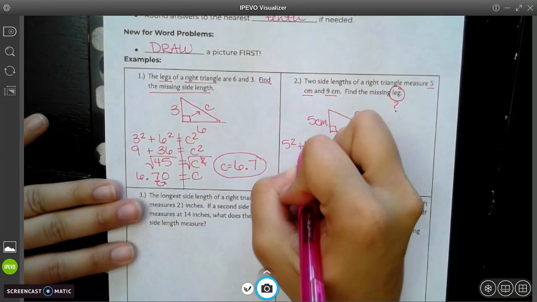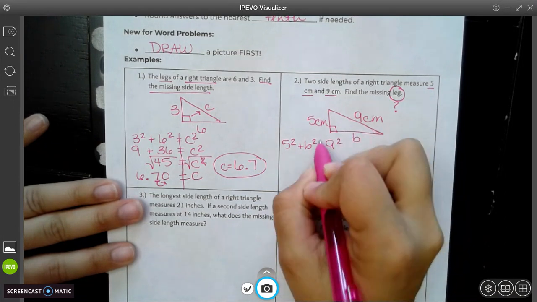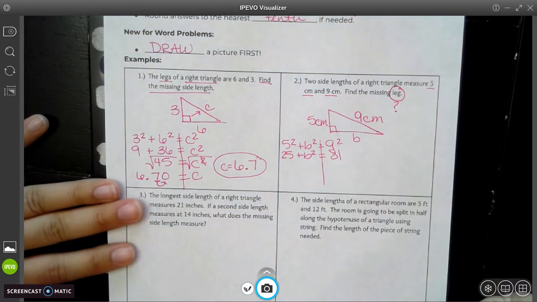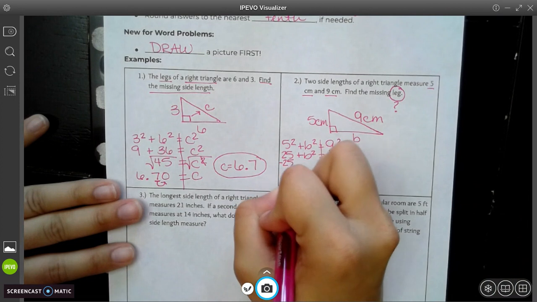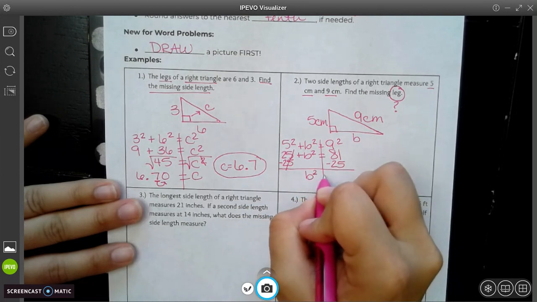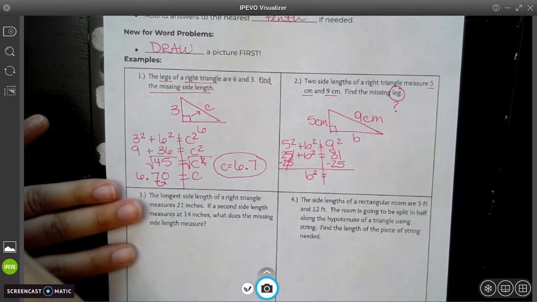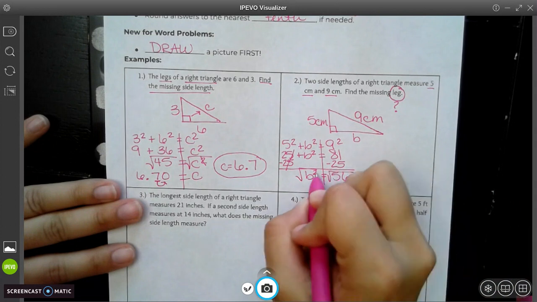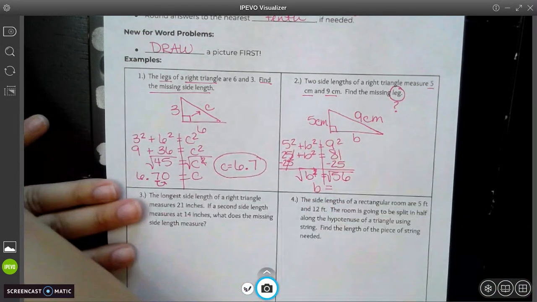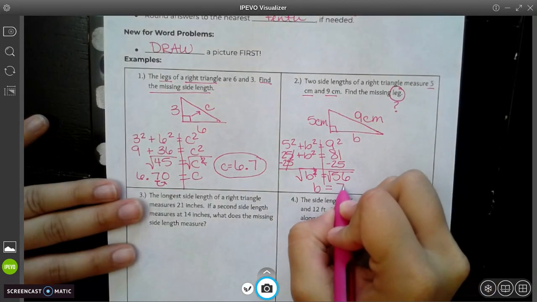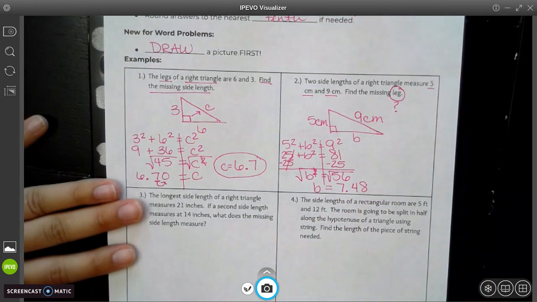So we have 5 squared plus b squared equals 9 squared. 5 squared is 25. 9 squared is 81. We have to subtract the 25 to the other side because we're trying to get the b by itself, so it's kind of an equation. B squared equals 56. Square root to get that squared off the b and get the b by itself. It does not come out to be a perfect whole number, so we get 7.48. Always write down 2 places past the decimal. That'll be helpful to you.